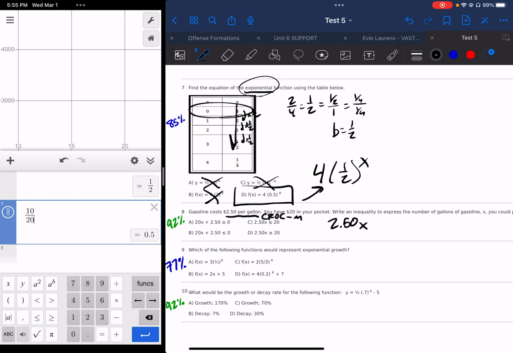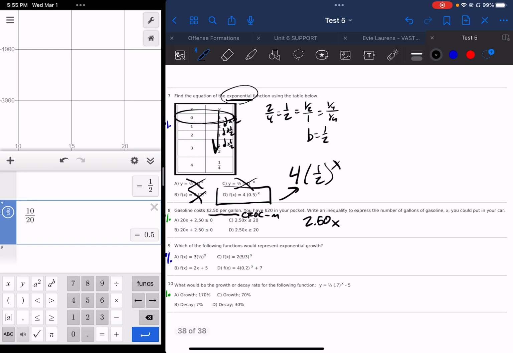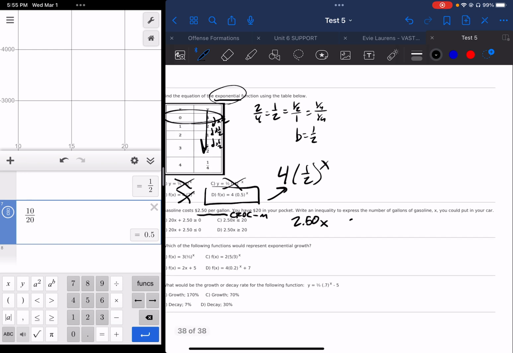You have $20 in your pocket. Write an inequality to express the number of gallons X you could put in your car. So I've got to equate how many gallons I can put in my car at that price, given I've got $20 in my pocket. Now, you could try to make these two things equal, but they want an inequality. So the question is, can you spend more than 20? This over here is what you're spending. This over here is what you have.